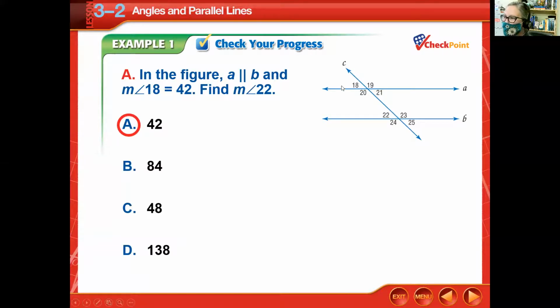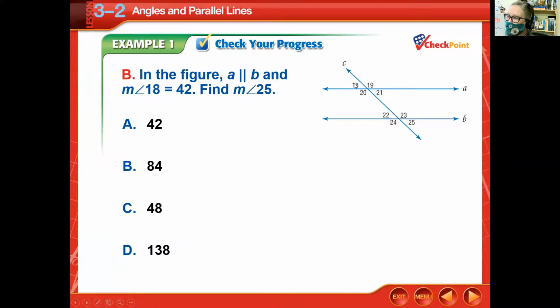You say the measure of angle 18 is 42. The measure of angle 22 equals 42 because you could say because they're corresponding angles, or you could say because of the corresponding angles postulate. In part B, they're starting again with angle 18 equals 42 degrees. And now they say, what about angle 25?